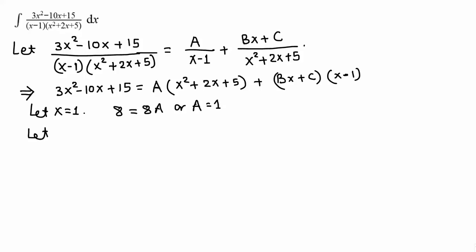Okay, let x = 0, because B times 0 will be 0, and A is known, so we can find the value of C. So let's take x = 0, then 0 minus 0 plus 15, 15 is equal to 0 plus 0 plus 5A, A is 1, so 1 times 5 is just 5, plus B times 0 is 0, C times 0 minus 1 is negative 1, so negative C. So subtract 5 from both sides, 15 minus 5, 10 equals negative C, or C = −10.